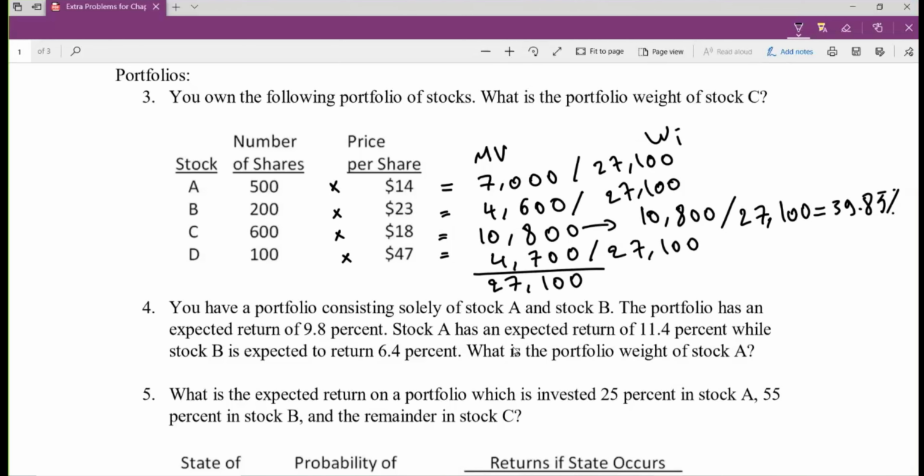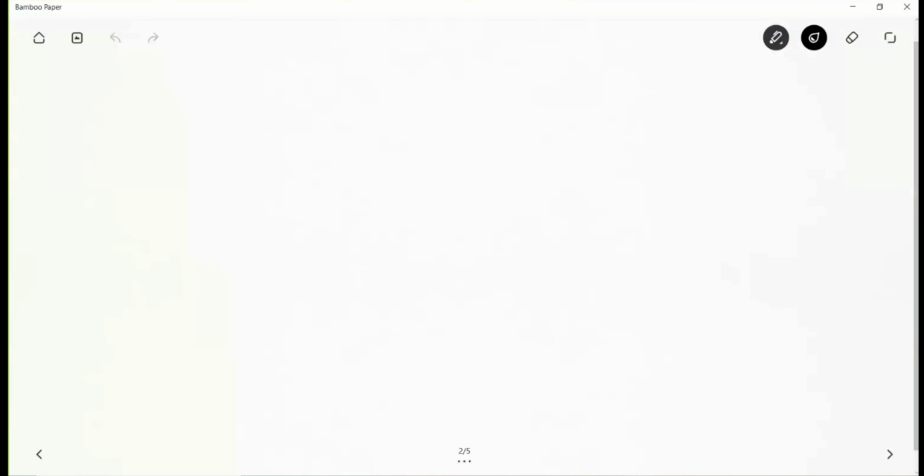Now for number 4, you have a portfolio consisting solely of stock A and stock B. The portfolio has an expected return of 9.8%. A has an expected return of 11.4%. B has an expected return of 6.4%. I need to determine WA. How much money is invested in stock A? So here I will have the following. I have those 2 stocks. Here I will have the return, and here I have the weight.